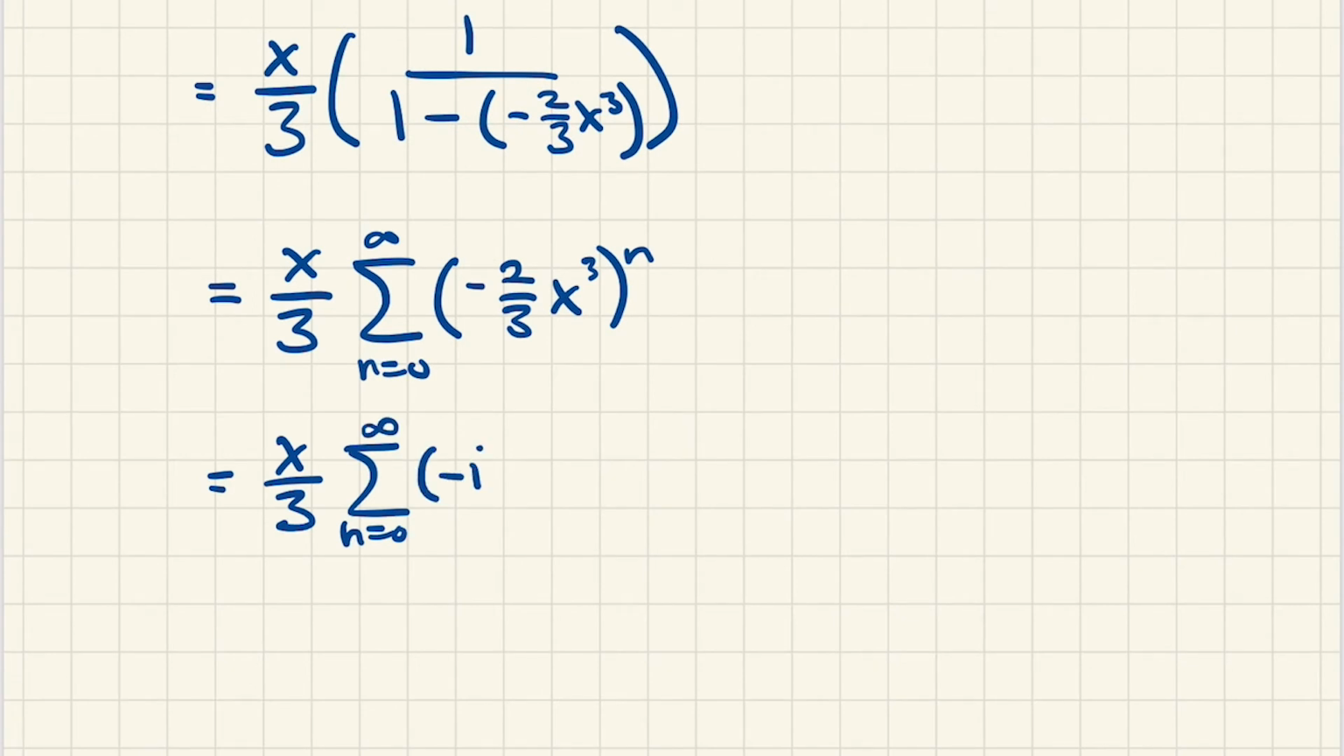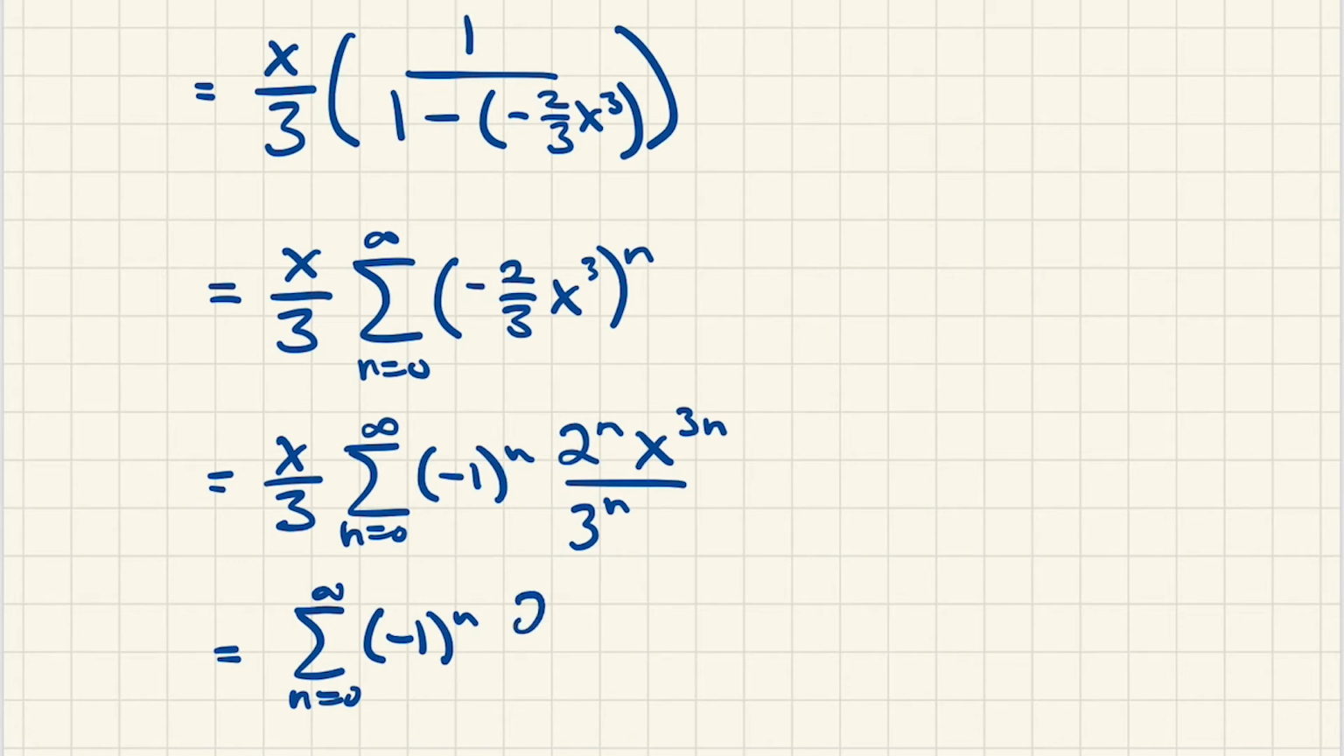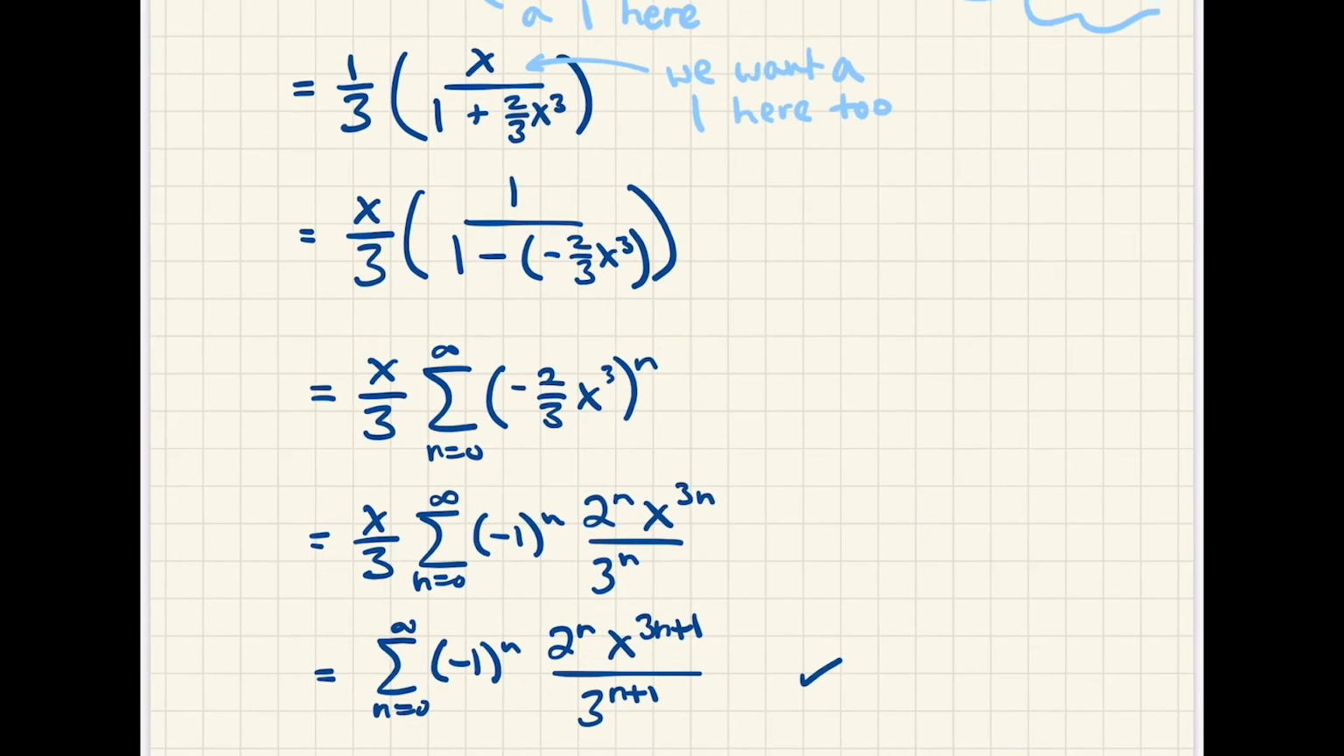All right, well that's going to be negative 1 to the n, and then 2 to the n, x to the 3n, over 3 to the n. So our last move is just to bring the x over 3 into the sigma. So we're going to get 2 to the n, x to the 3n plus 1 over 3 to the n plus 1. And there's our final answer.